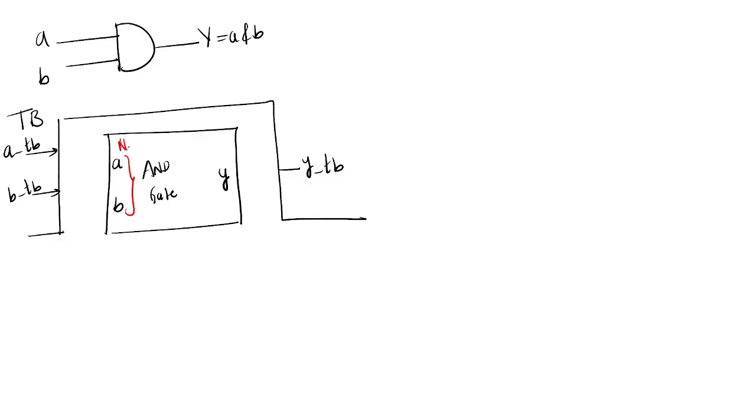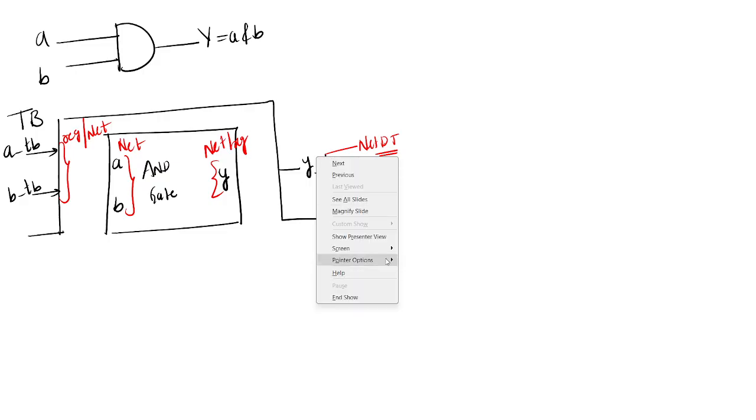They should be net data type. Input for this test bench can be reg data type or net data type, and output for the design is net data type or reg data type, and output for this test bench should be net data type. So that means how you are writing the code, you can write this code by using gate level modeling or data flow modeling or behavioral modeling. If you write in behavioral modeling, I will tell you separately what is behavioral modeling.